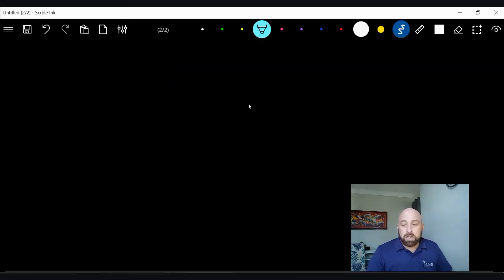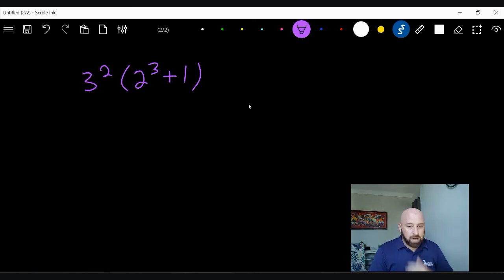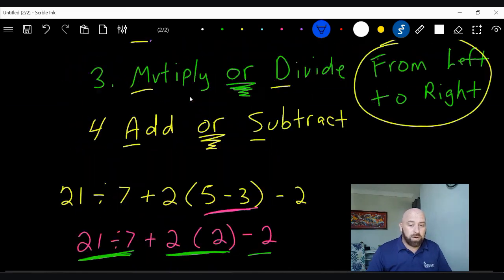All right, I'll do one more example just to kind of help you out, and then we'll be done for today. So let's do one with exponents this time. So 3 squared times (2 cubed plus 1). All right, so there's our problem. This is not that difficult of a problem because we're going to use PEMDAS. We are going to use order of operations to solve it.